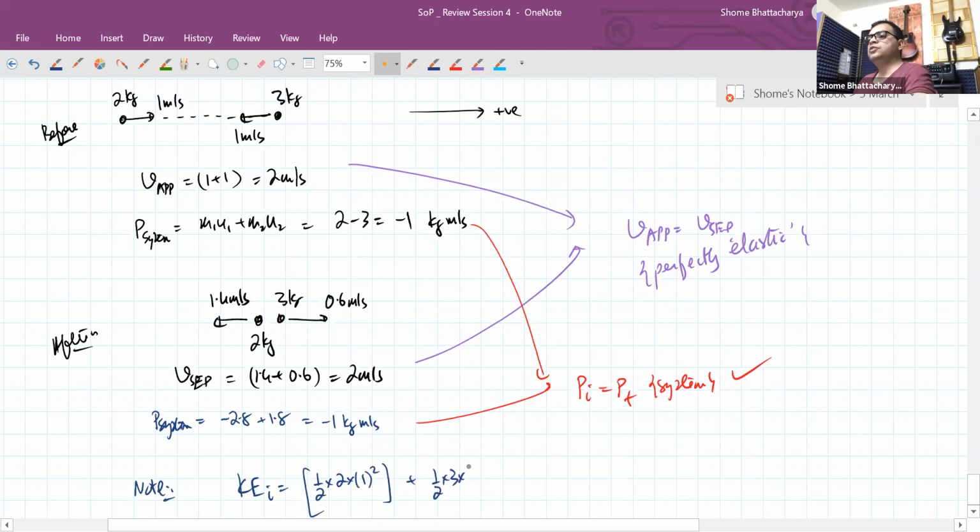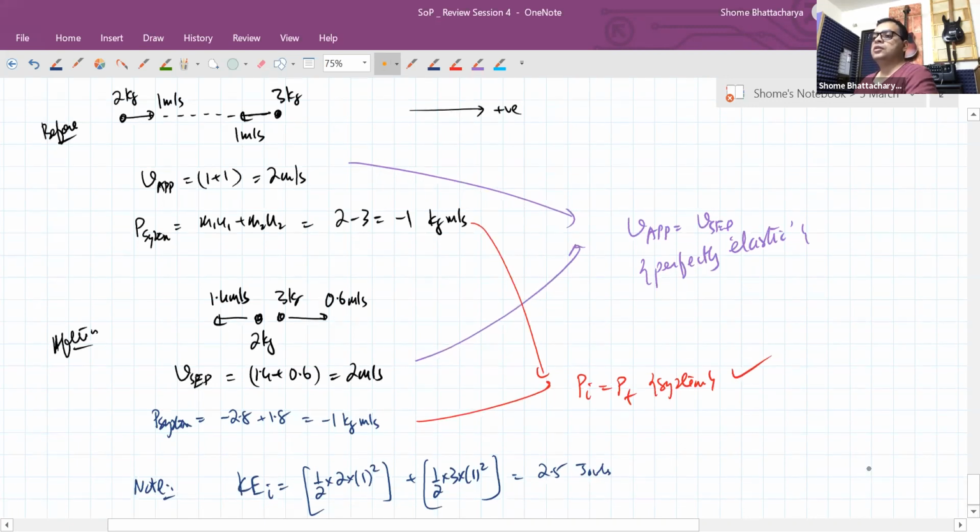Plus half into 3 into 1 square. So that's 1 plus 3 by 2, or 2.5 joules. Now the final kinetic energy after impact, you can see, is half into 2 into 1.4 square plus half into 3 into 0.6 square.